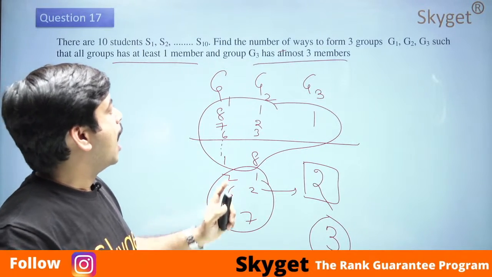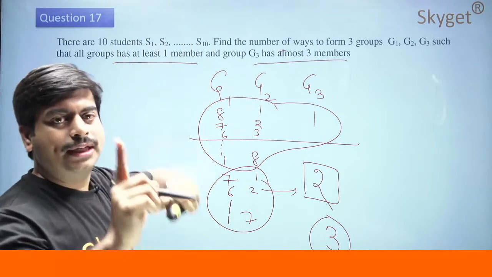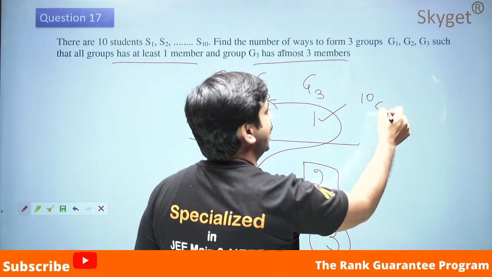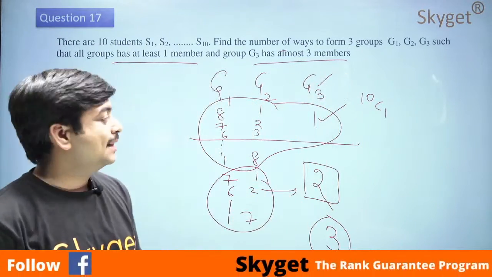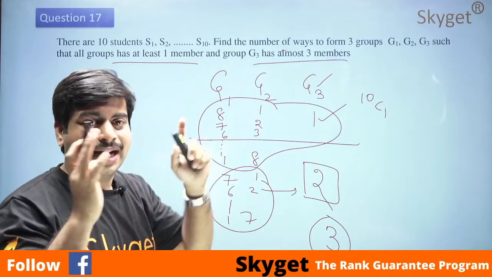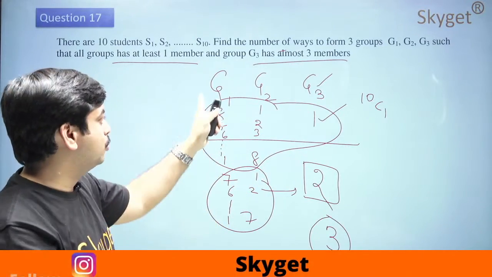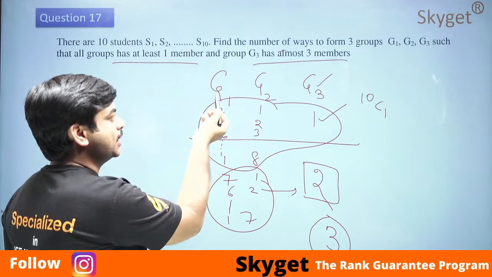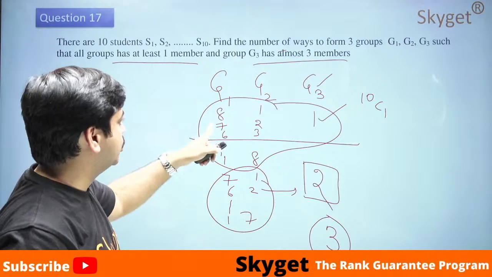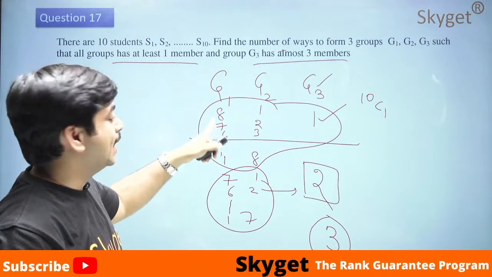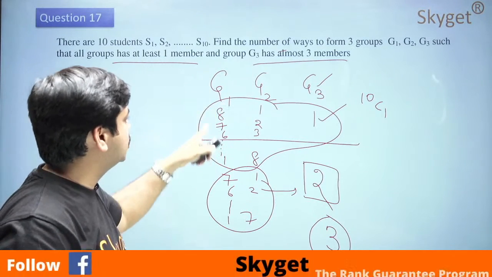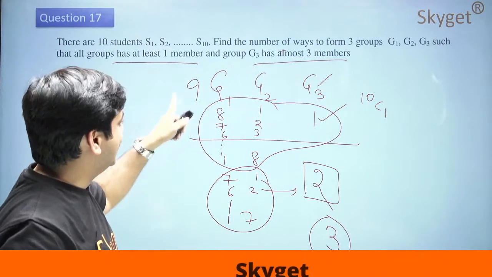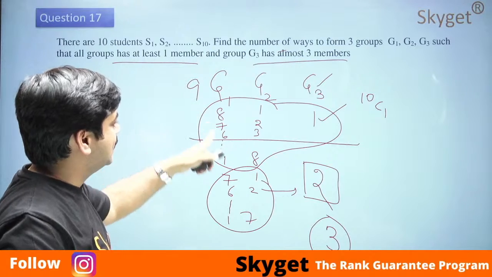Carefully observe. Out of 10 students, first of all, select one student, that is 10C1. That one you can allot to G3. 10C1 is for G3. Now we are left with 9 more students. You need to distribute them to G1 and G2. So select 8 students here and give to G1. The remaining will go to G2. Or 7 students to G1, or 6 students to G1 out of the total 9. So 9C8 or 9C7, 9C6, 9C1.